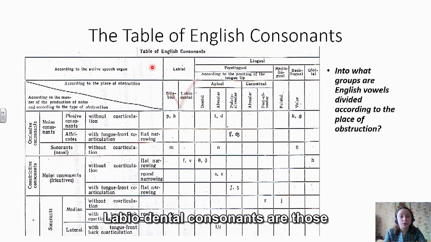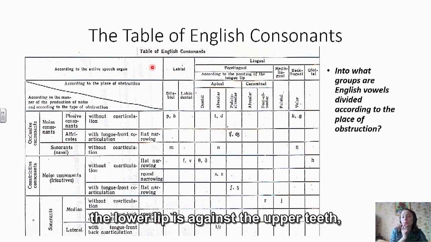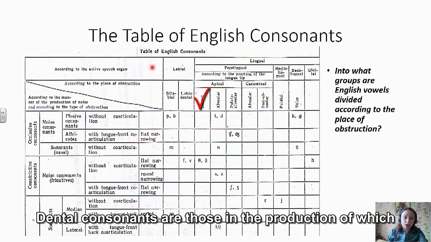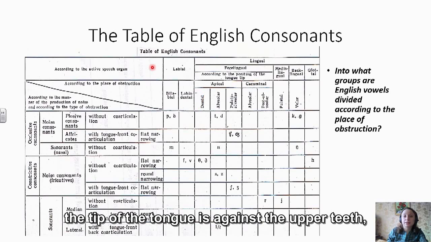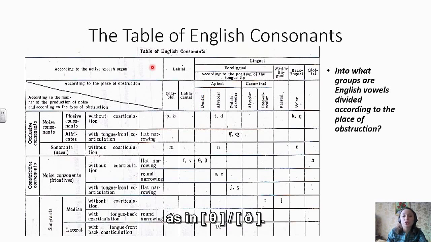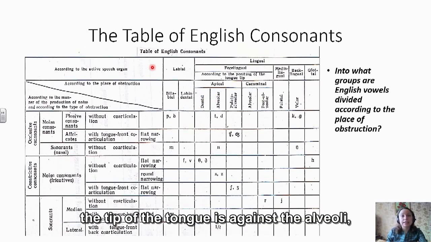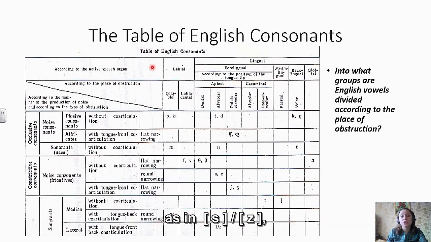Labial dental consonants are those in the production of which the lower lip is against the upper teeth, as in f, v. Dental consonants are those in the production of which the tip of the tongue is against the upper teeth, as in f, v. Alveolar consonants are those in the production of which the tip of the tongue is against the alveoli, as in s, z, n, l, etc.